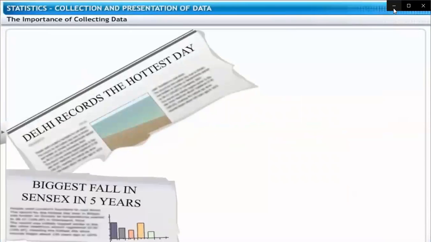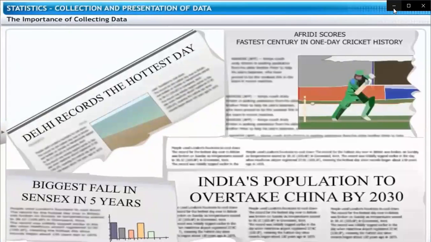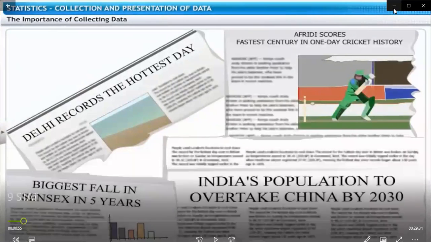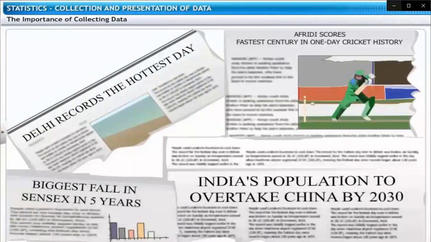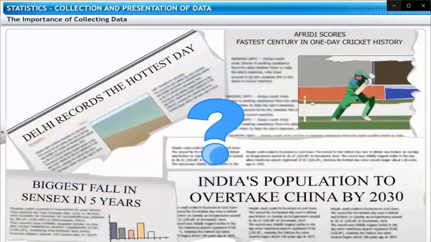So, for example, these are the newspaper headlines of any given day. For example, Delhi records the hottest day of the year, then biggest fall in the Sensex in 5 years, then any data about any sports person, then population data of any country, India's population to overtake China by 2030. So these are a few newspaper headlines. You must have seen these headlines in the newspapers in our day-to-day life.